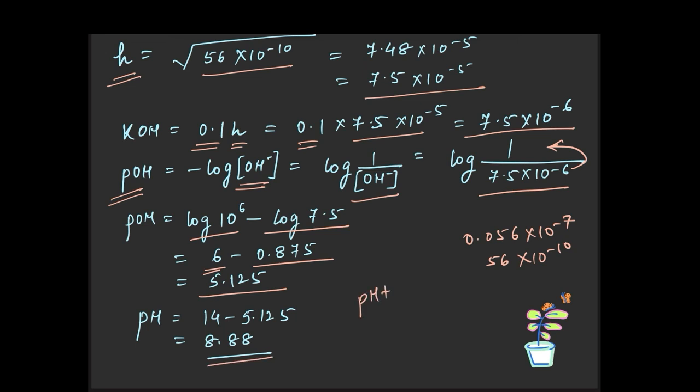pH plus pOH is equal to 14. So pH will be equal to 14 minus pOH, and the value of pOH is 5.125. Solving, pH is equal to 8.88. So the degree of hydrolysis is 7.5 into 10 to the power minus 5 and the pH is 8.88.